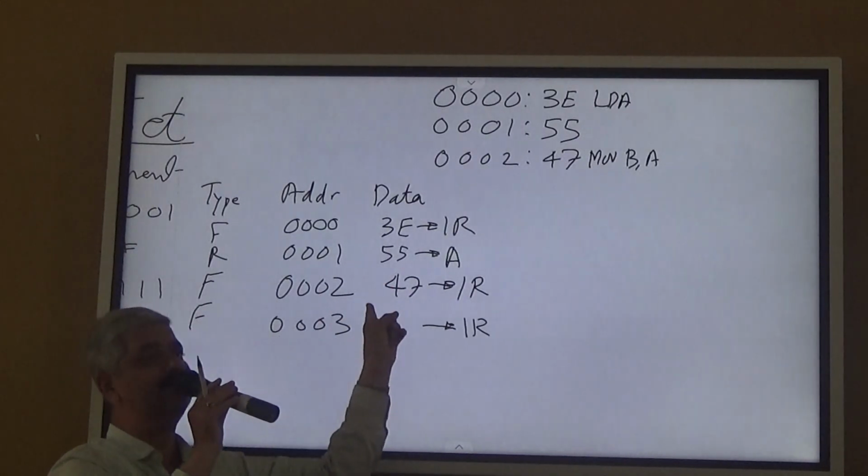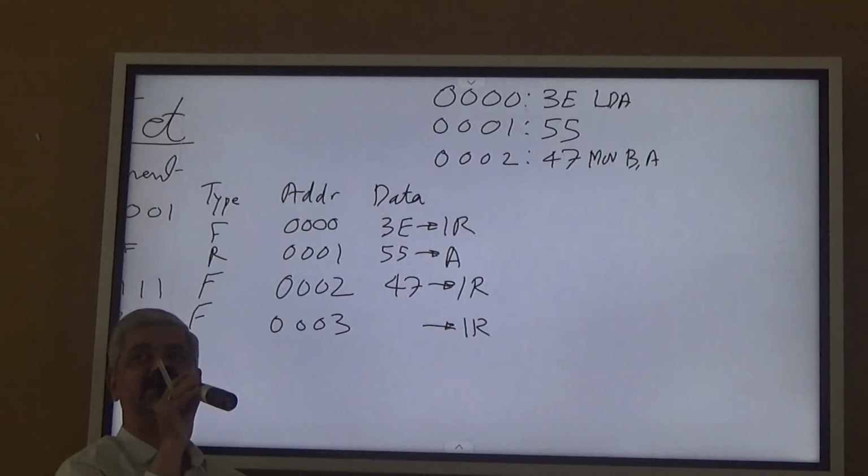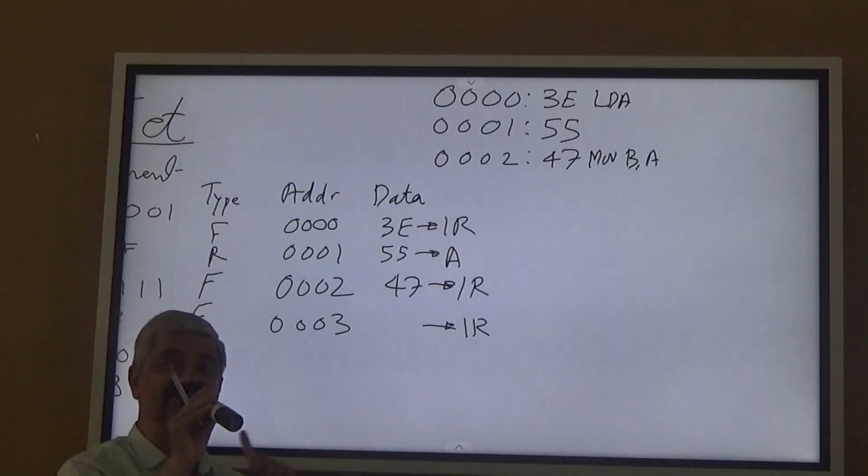Now here what will happen? MOV B, A. 47 goes to IR. There it understands what is to be done: A to be transferred to B. So when will it take place? Immediately, internally. It doesn't require any bus.